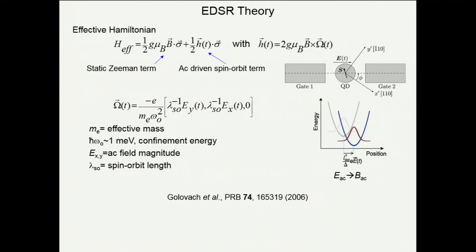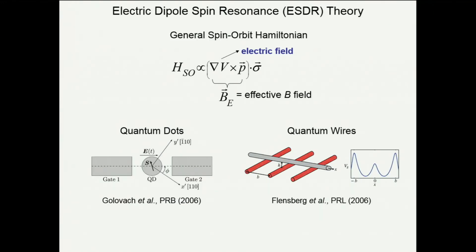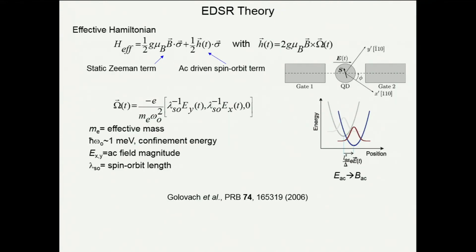So the theory for quantum dots was worked out by Daniel Loss's group. There's also a paper by Karsten Flensburg here in strong spin orbit nanowire devices. But basically, you can write down an effective Hamiltonian where you take a single spin, put it in a large magnetic field, and this is just a static Zeeman term that splits spin up and spin down.